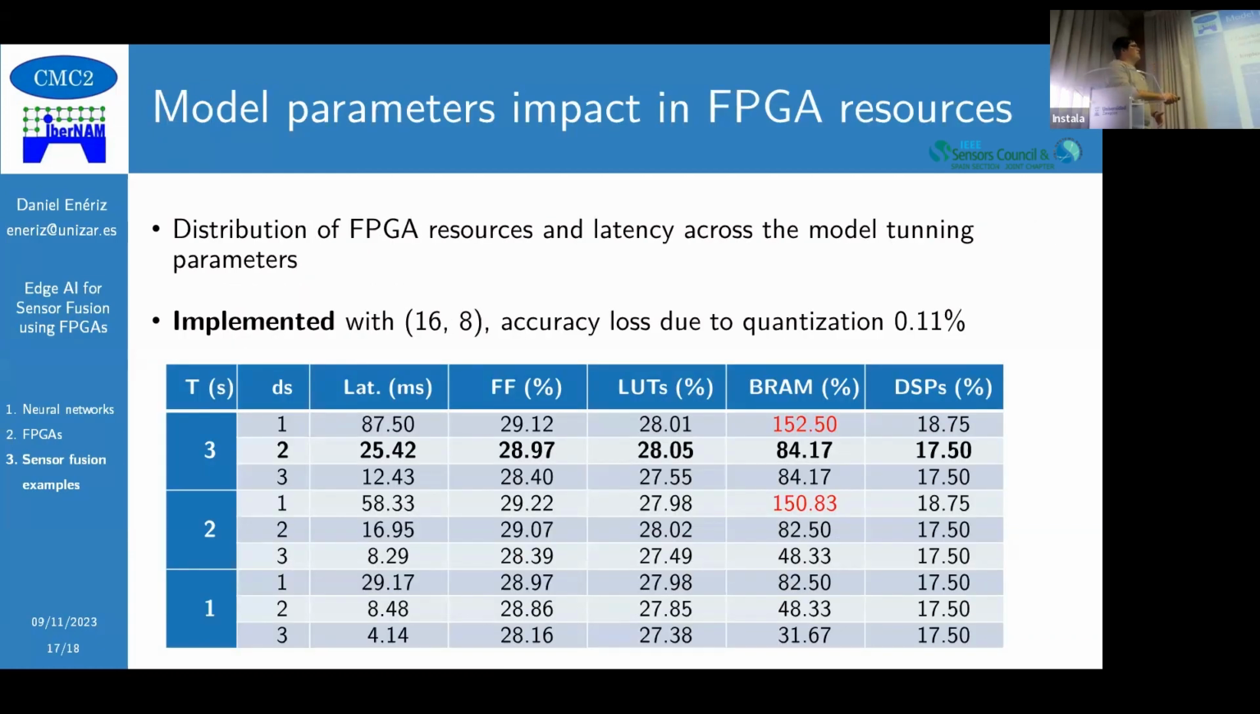So this is the distribution of the FPGA resources and the latency across the different combinations of the reduction parameters. And we decided to implement the model in the bigger configuration that fits in our FPGA, using a fixed point representation of 16 bits. In order to measure how well our implementation process is performing, we decided to compute the difference between the accuracy after the model has been trained and after the model has been implemented. And the difference is around 0.11%. So our implementation process is not really affecting the accuracy of the model.